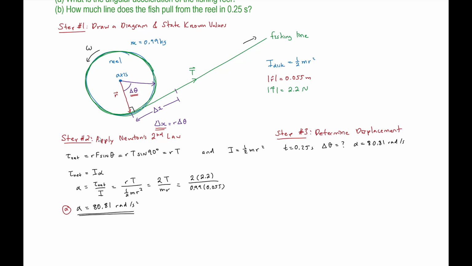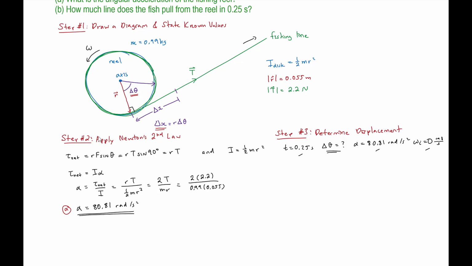And we also know that the initial speed of the reel is probably going to be 0 because the fish is pulling it. So omega naught, or omega i for initial, is 0 radians per second. Okay, so I have 1, 2, 3 known values, which means I can solve for my fourth one.